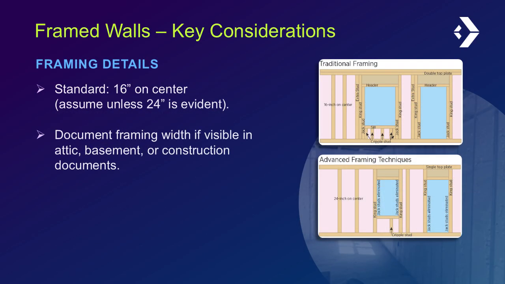Details like framing width, 16-inch on center or 24-inch on center, have small impact on overall assembly U factors. If you see evidence of 24-inch framing from construction documents, thermal camera imaging, or from attic or basement where some wall elements are more exposed, document that for the Manual J. If not, assuming 16-inch on center is just fine.